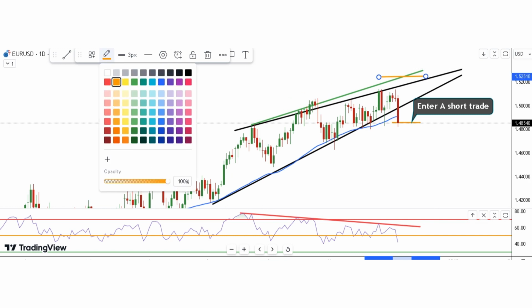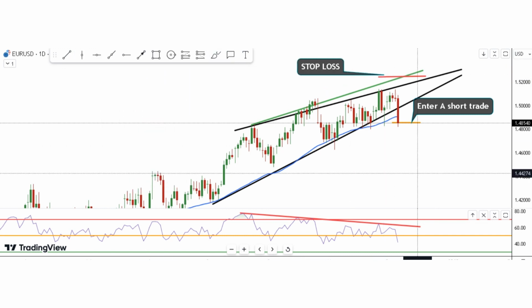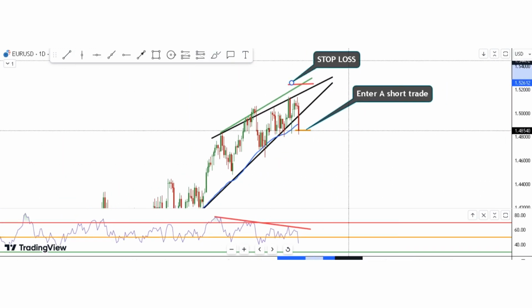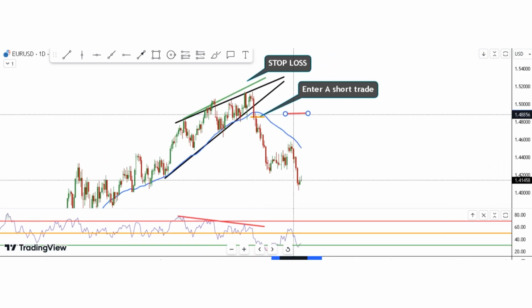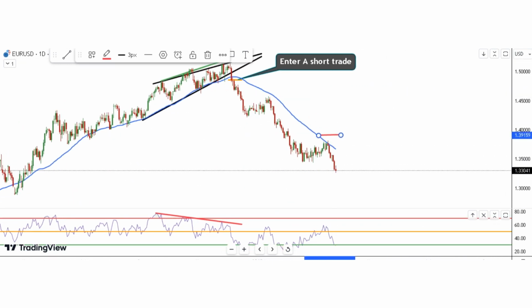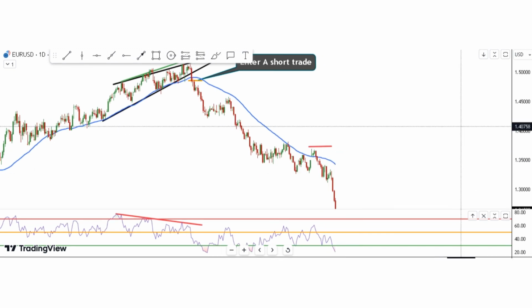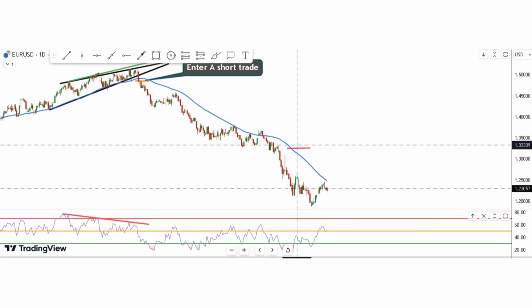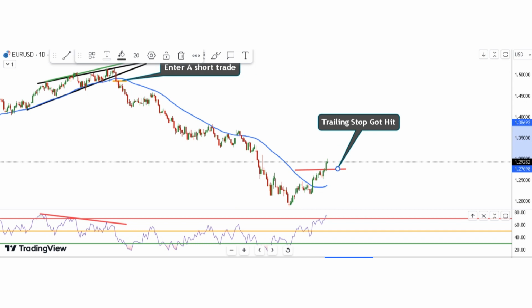We set the stop loss above the highs at 1.525, and we are trailing the stop loss again above the moving average after each new lower high is formed. We later got stopped out with a profit of approximately 14% at around the level of 1.275.